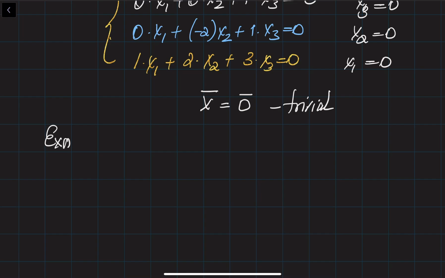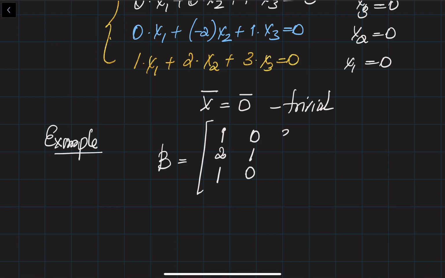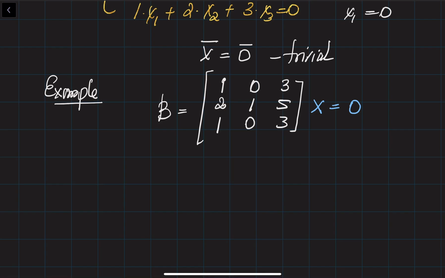So let's do another example. You're given a matrix B with the columns 1, 2, 1, 0, 1, 0, 3, 5, 3. And again, you have to multiply this by some vector x, set it equal to 0, and find all of the vectors x which satisfy this. If it has only the trivial solution, then the columns are linearly independent. If it has infinitely many solutions, then it has dependent columns.